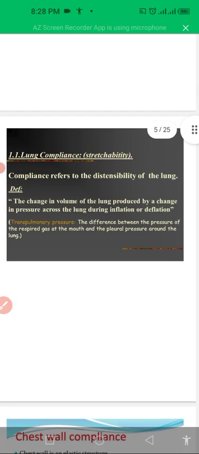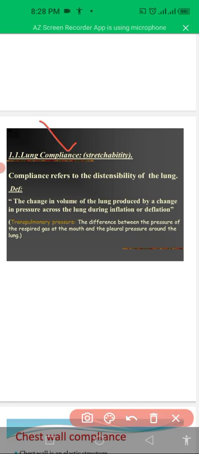Okay, so another one is compliance. What is the meaning of compliance? Compliance means stretchability, how much the chest cavity is stretching. Like we stretch a rubber, that is known as compliance in the term of medicine. In pulmonary physiology, the distensibility of the lungs, the change in volume of the lungs produced due to the pressure of inspiration and expiration, is known as compliance.